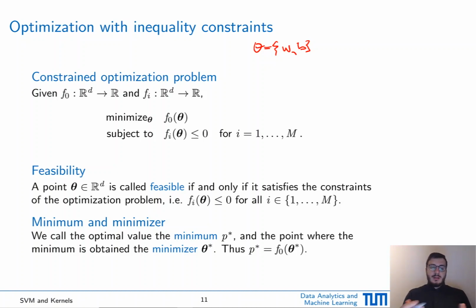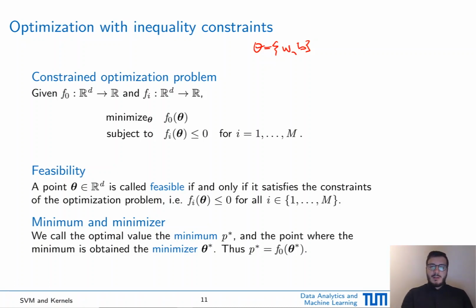And just to introduce some terminology here, we will call a point theta feasible if it satisfies all of these constraints. Now, when we're solving this optimization problem, the minimum value of f0 of theta we will call p star, and the point where this minimum is obtained is called the minimizer, and we denote this point with theta star. So basically, p star is f0 of theta star. Let me show you one example to illustrate what is happening here.